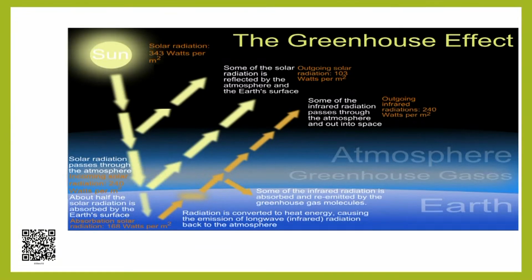So this is the greenhouse effect. In this slide you can see the greenhouse effect. Some of the solar radiation passes through the atmosphere. About half of the solar radiation is absorbed by the Earth's surface, and some of the incoming solar radiation is reflected back from the Earth's surface as infrared radiation, which has a lower energy than solar radiation.